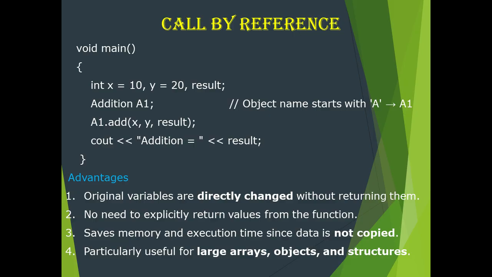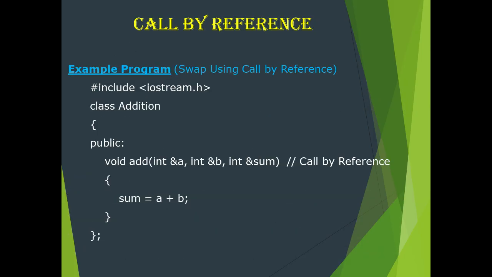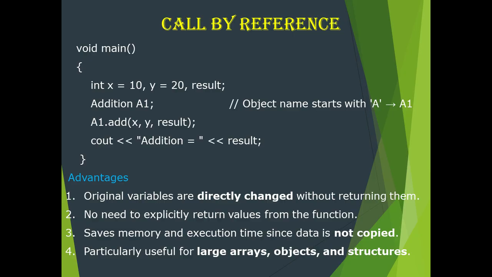So when you perform any changes in the x value and y value, it will automatically affect the value of a and b, since they refer to the memory location only. You are adding a and b here in the function definition and storing the addition of a plus b in the variable sum. The alias name of sum is result. So sum and result refer to the same memory location. If we perform any changes in the variable sum, it will affect the result also.